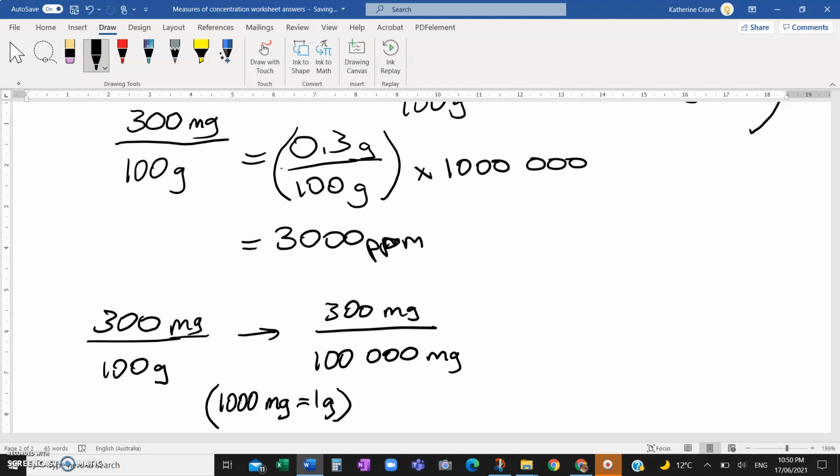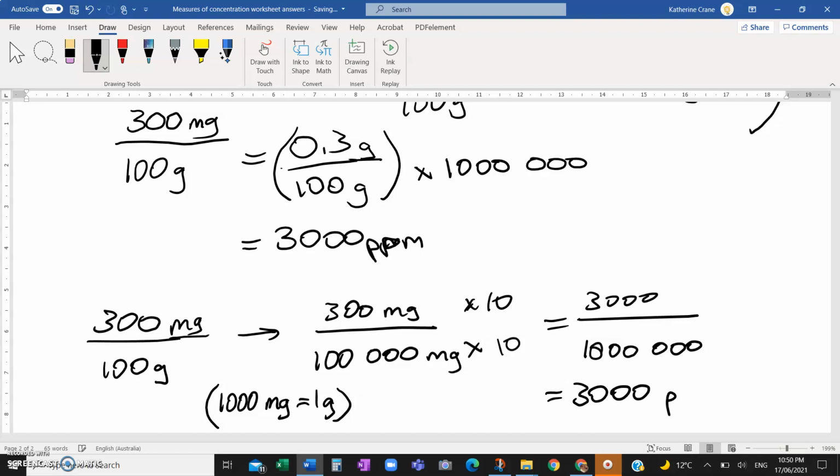Okay, and then what I did, I'm just checking how I wrote it. And then I converted it to millions, so I just times the top and the bottom by 10, times that by 10. Wow, that looks so messy. And so then I would get 3,000 over, you guessed it, 1 million. So again, I've still got 3,000 parts per million.